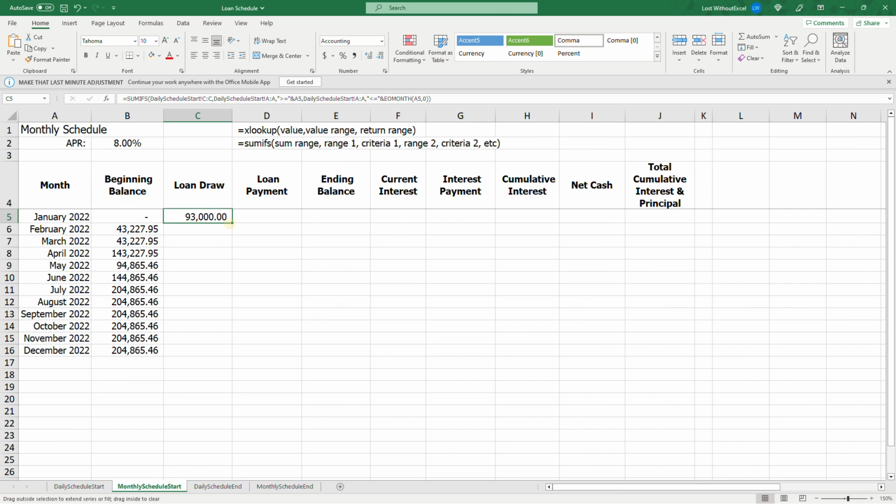I can do the same thing all the way down, and now we have a summary of all of the times that we got a loan draw. I don't want to have to redo that complicated SUMIFS again. So once you get it right once, I'm going to copy this and paste it in a few columns here.